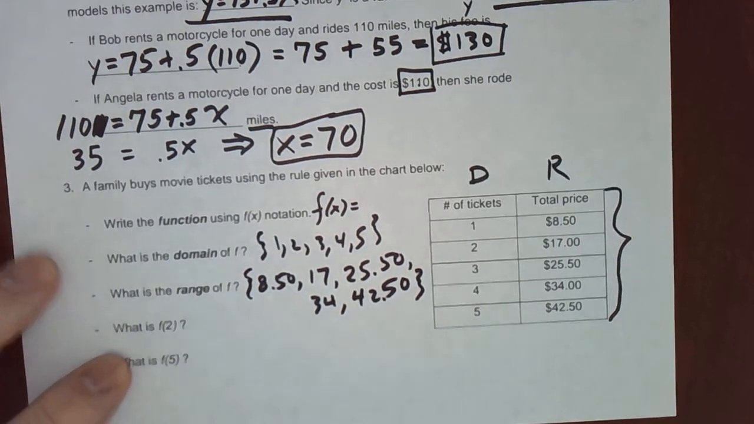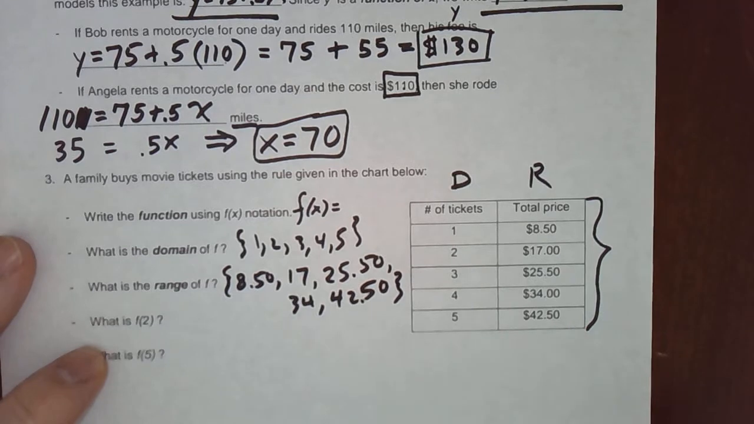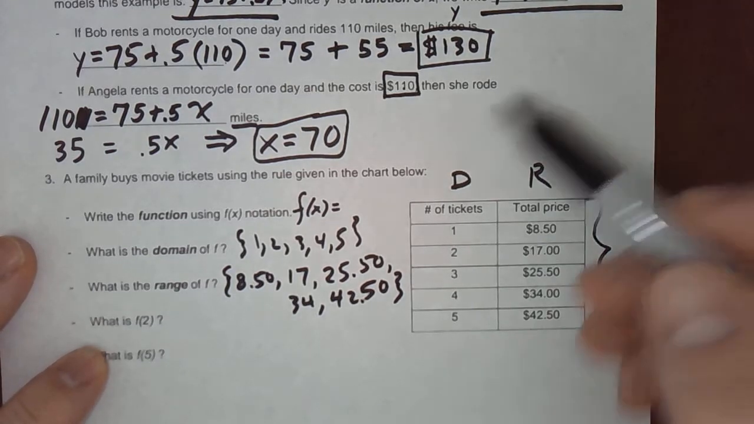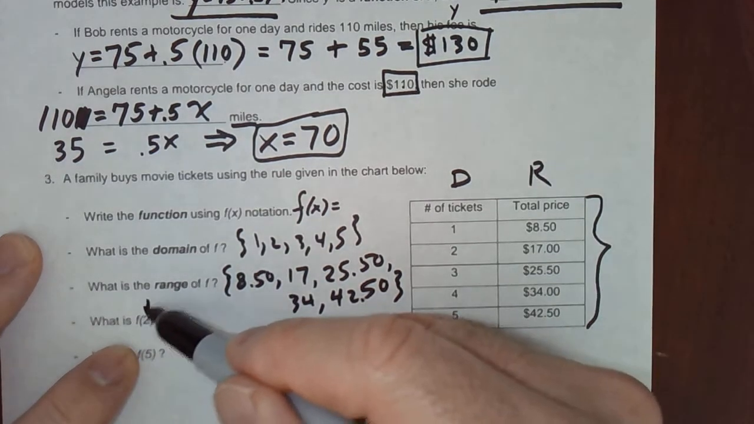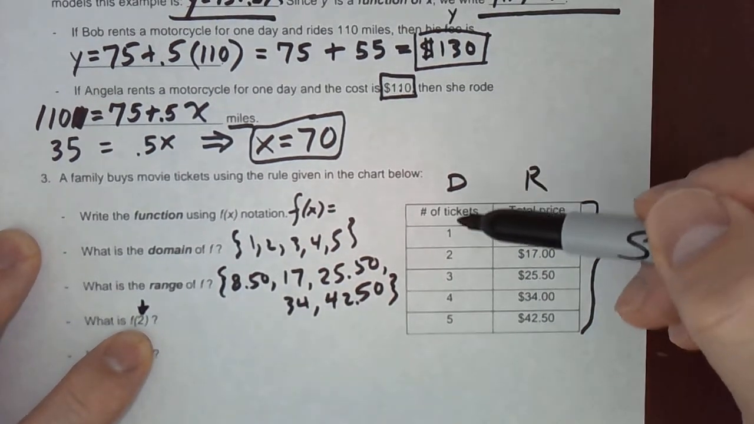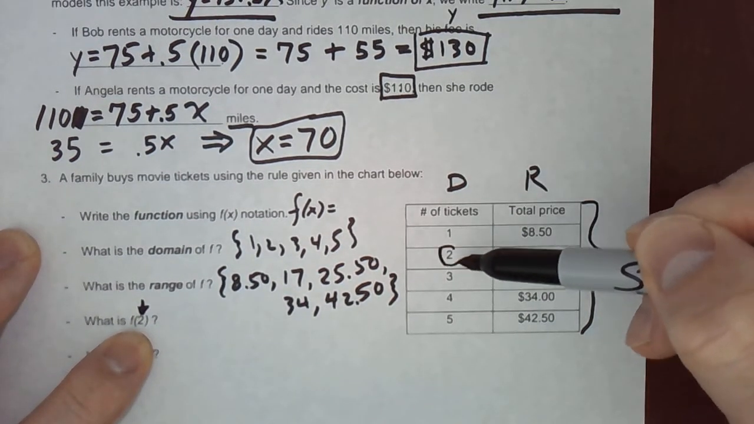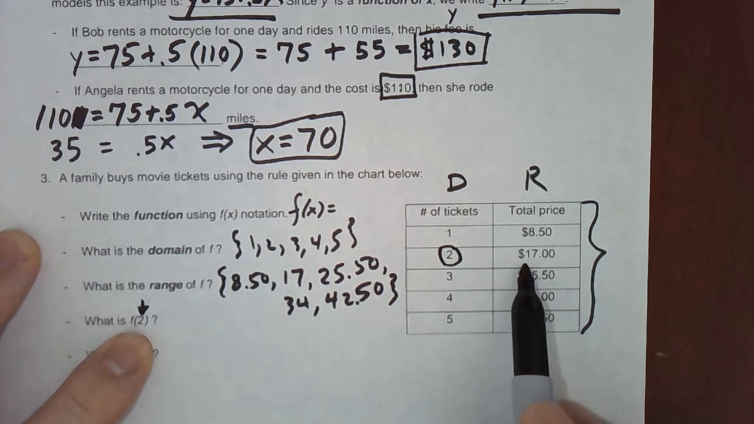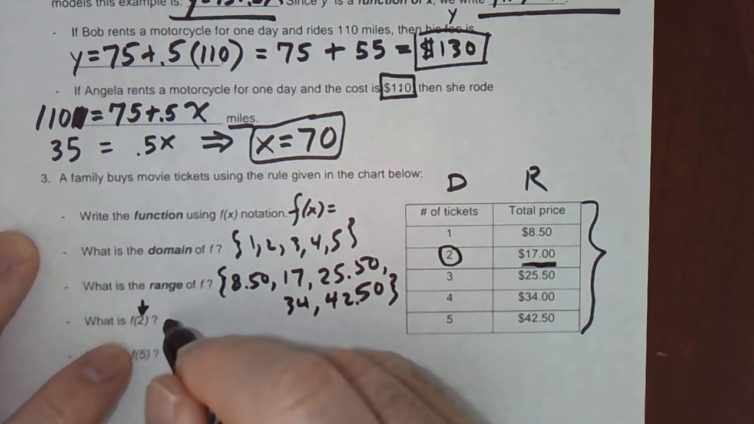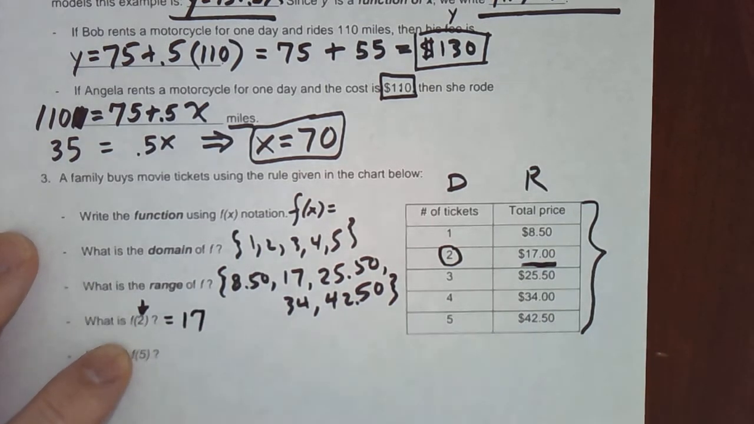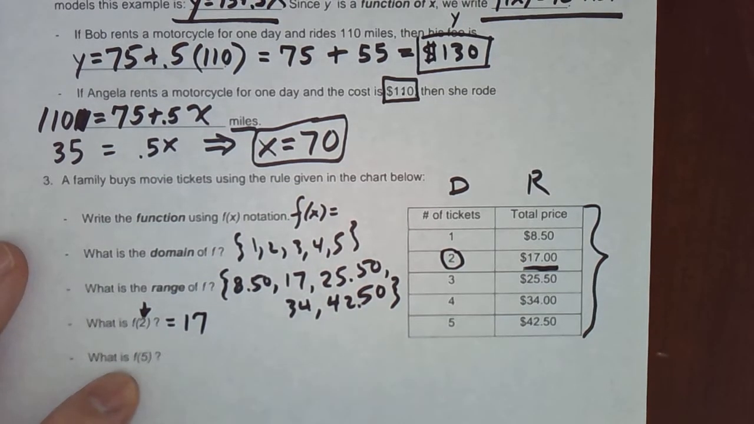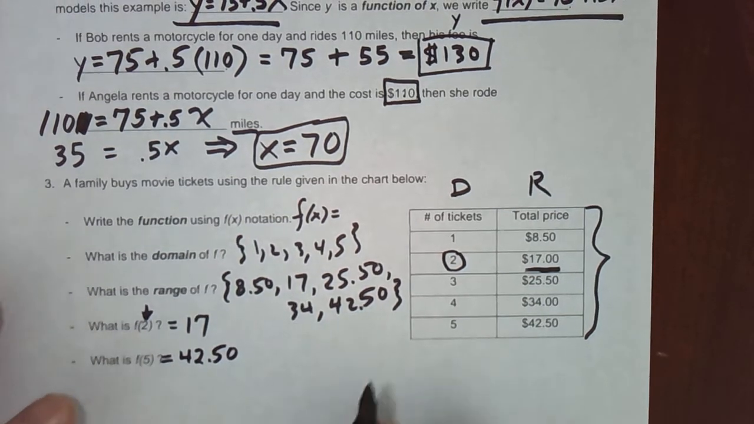Okay, well, what is f of 2? It's very simple. We don't really have to do any arithmetic at all. We go down to the domain. The x value is a 2. So we go into the domain and we find the 2. And f of 2 is this number right here, 17. I left off the dollar sign. F of 5 just means you come down here. 5, the total price would be $42.50. So very easy to use the table.